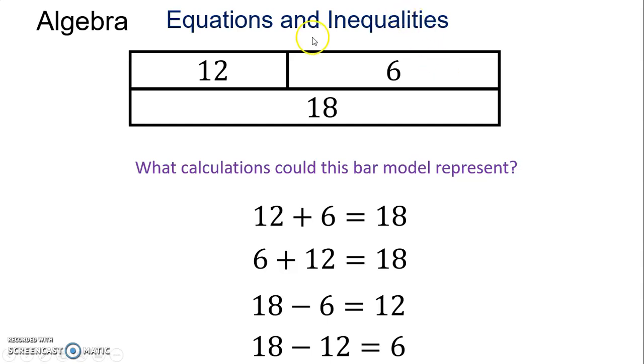Now this bar model looks a bit strange because the 6 here is much bigger in length than the 12. And it's important that we don't worry too much about these sorts of things when we're drawing out bar models, because they're just a representation of what's going on.